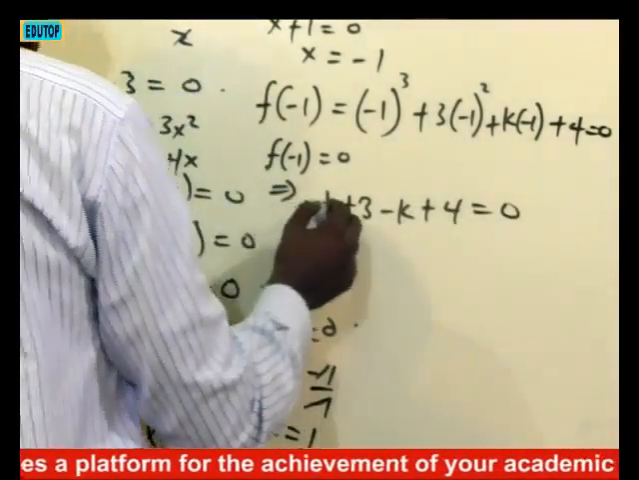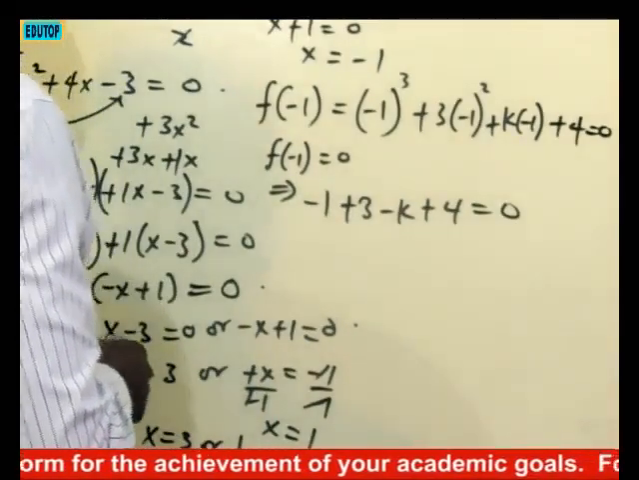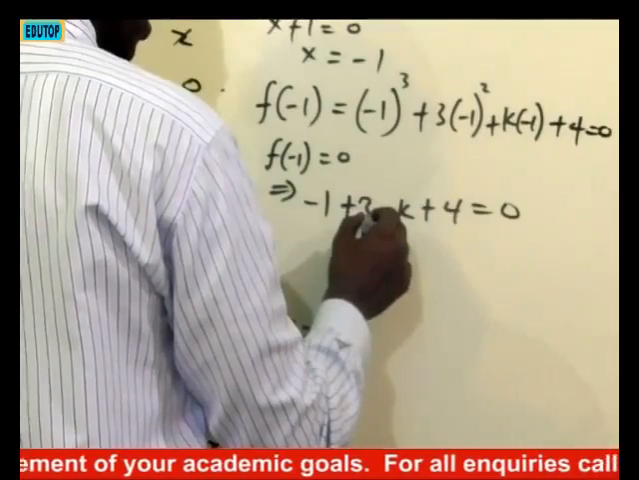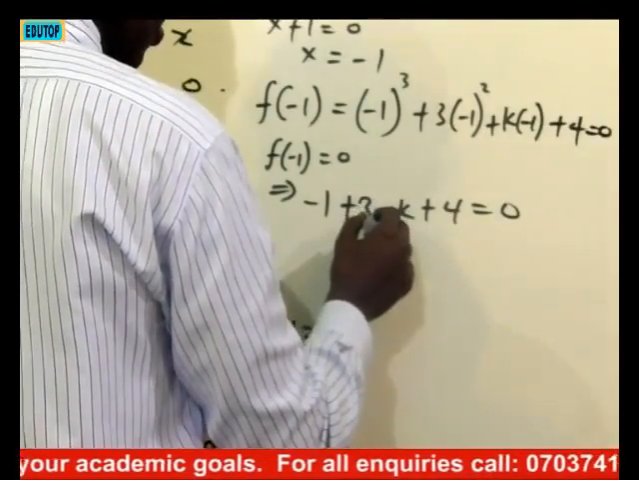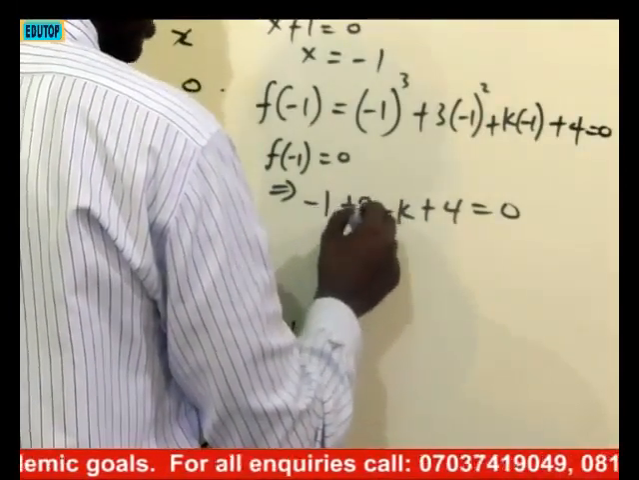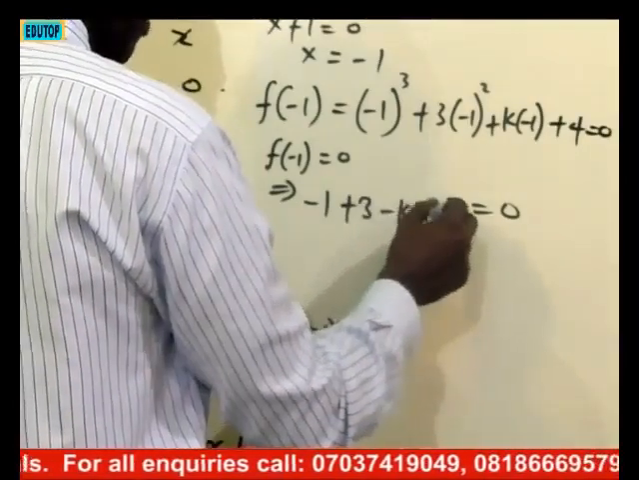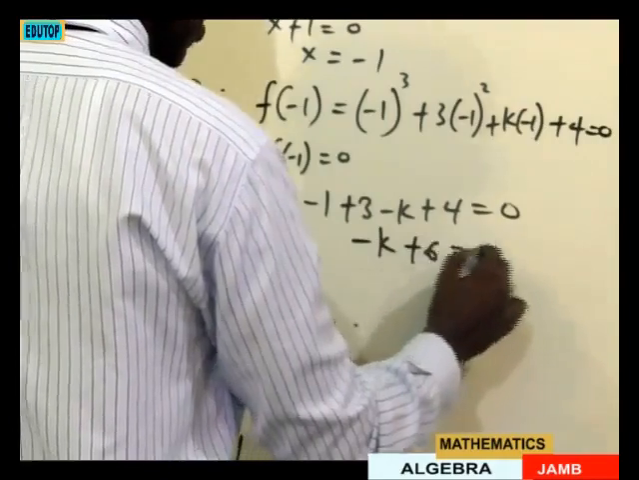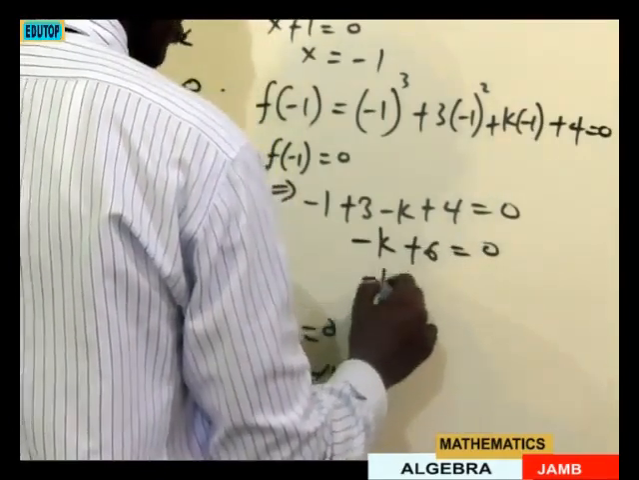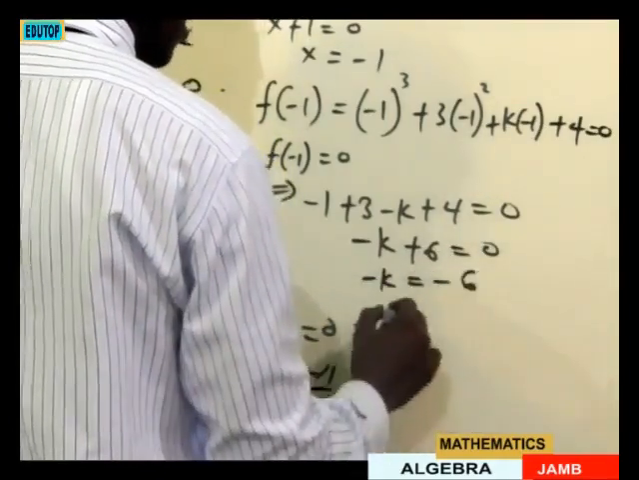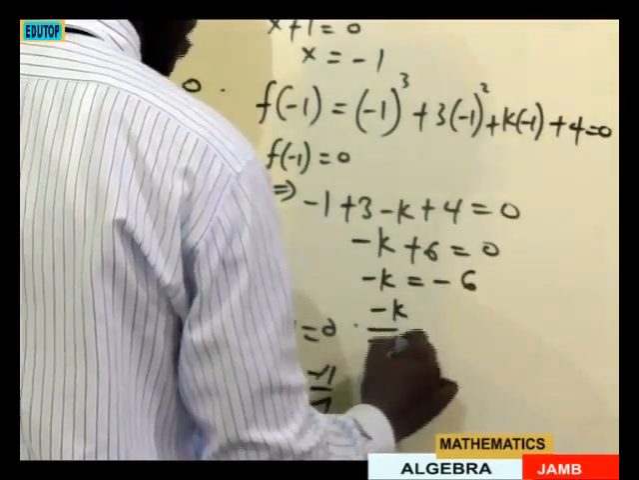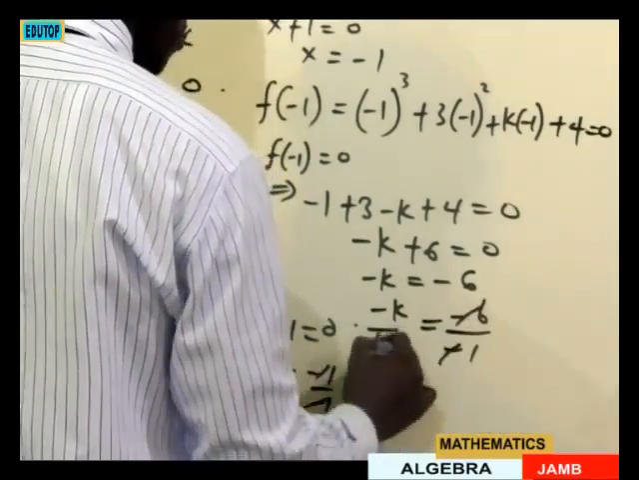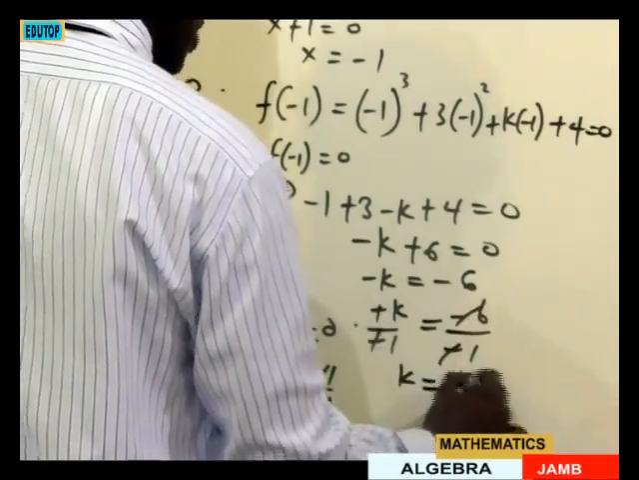Then I'm having minus 1 plus 3, that is plus 2. So minus 1 plus 3, that's plus 2, plus 2 plus 4, that's plus 6. So minus k plus 6 equals 0. So minus k will now be equal to minus 6, and by dividing by minus 1, my k will now be what? 6. My k will now be equal to plus 6, that's 6.